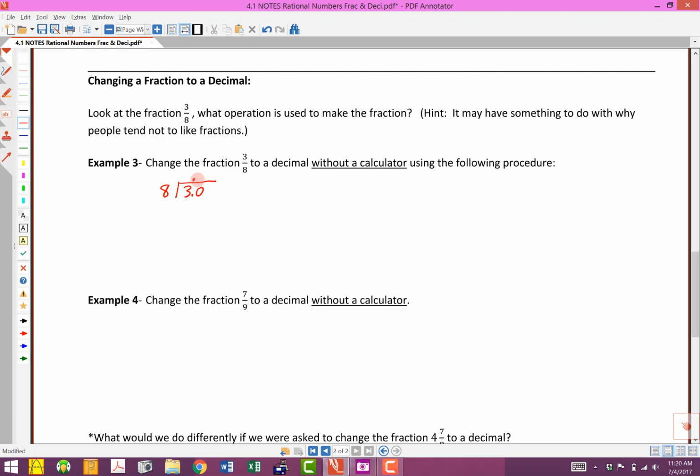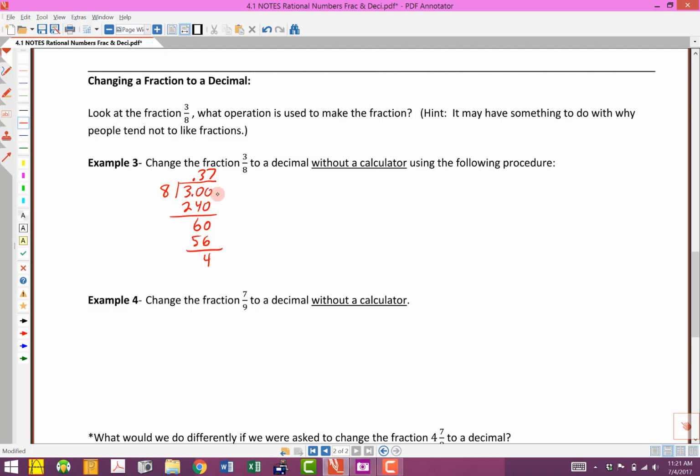I'm going to move that decimal straight up, and then I'm going to ask myself, okay, does 8 go into 30? And it does. It goes in 3 times. 3 times 8 would be 24. We go ahead and do the subtraction, and we end up with 6. 8 doesn't go into 6, so what I do is I add another 0, and 8 does go into 60. It happens to go in 7 times, so 7 times 8 is 56. And then there's 4 left over.